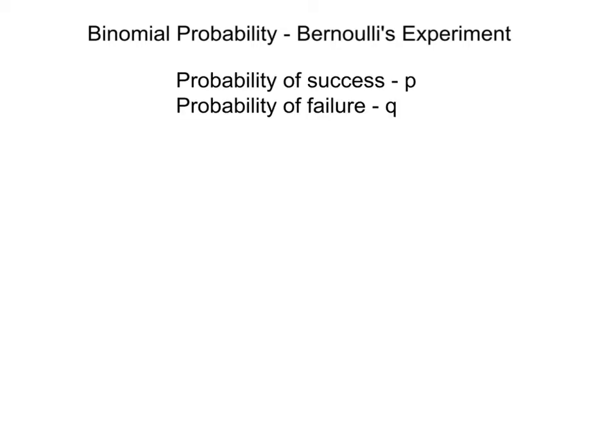Okay, so today what we need to talk about is binomial probability, or Bernoulli's experiment. What this is about is when there's only two possible outcomes, success and failure. We call the probability of success P and the probability of failure Q, just to have some variables to represent that. Something important to note is that P plus Q has to equal 1. So the probability of success and the probability of failure has to be 1, which means that all probability is accounted for. There's no gray area here.